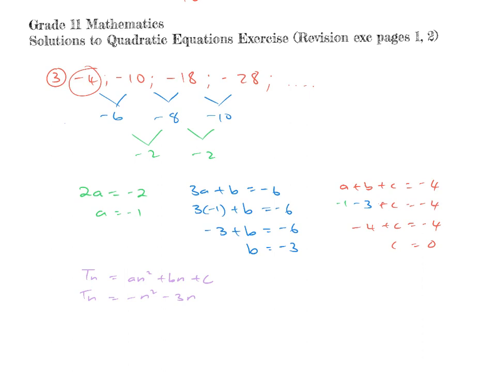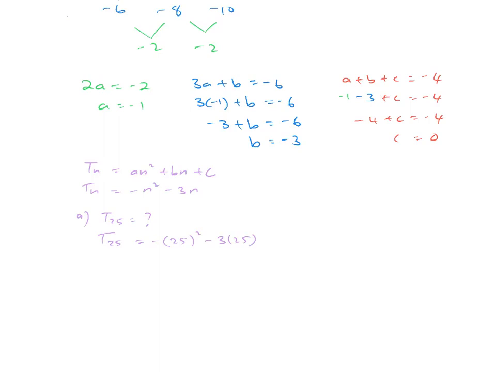Okay, so then question A there asked you, what did question A ask you again? What is the value of the 25th term? So T25, what is that equal to? What we're going to do is we can say T25 is equal to minus 25 squared minus 3 times 25, right? n is 25. So 25 times 25 is 625, minus 75. And what is 625 minus 75? That is equal to minus 700.